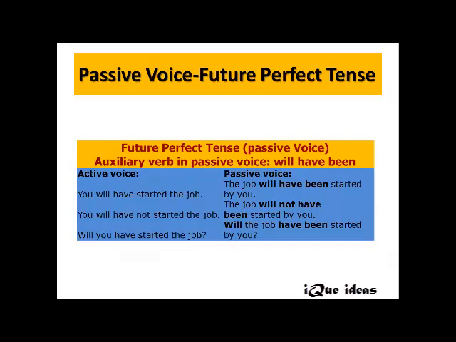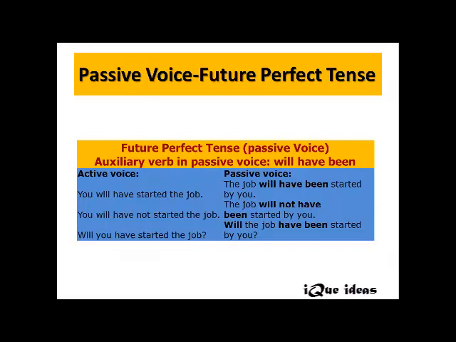Before we get on to examples, we should know what are the helping verbs that get used in passive voice for future perfect tense. Will, have, been, right? Will have is already there as such in active voice. The only helping verb you would be using in passive voice for future perfect tense is been, right? Let's look at the examples now.